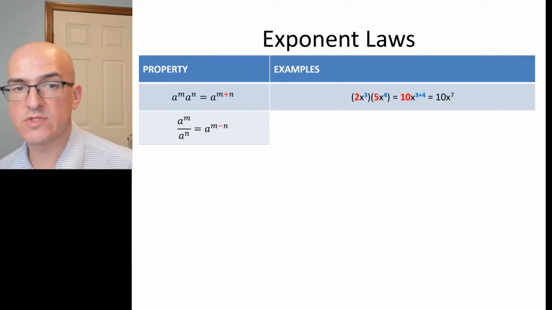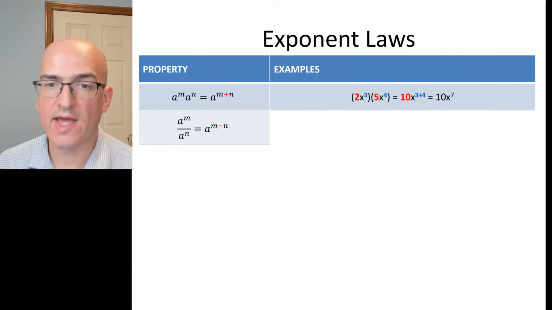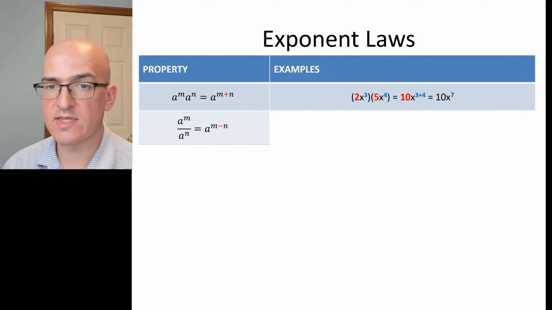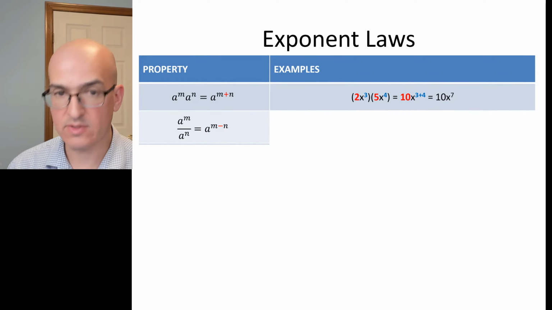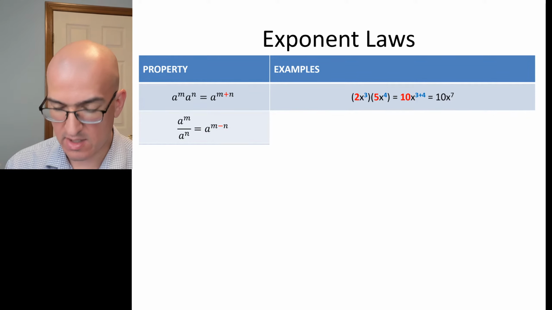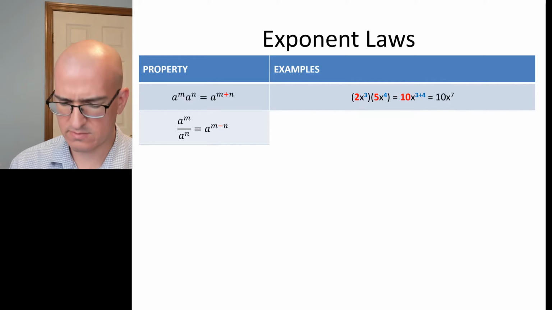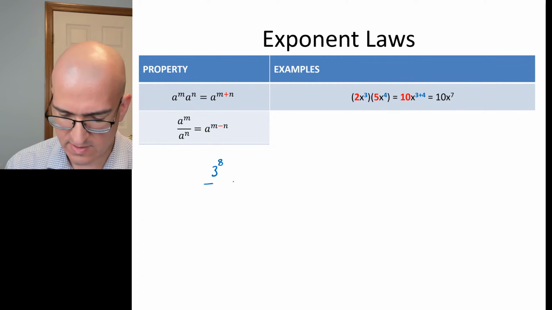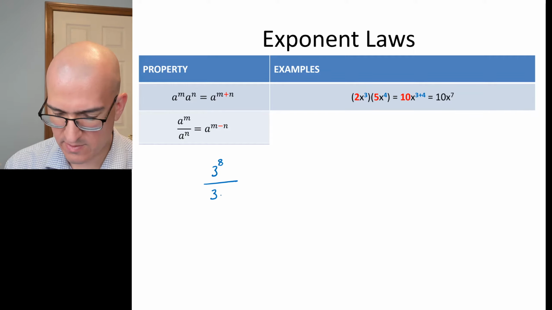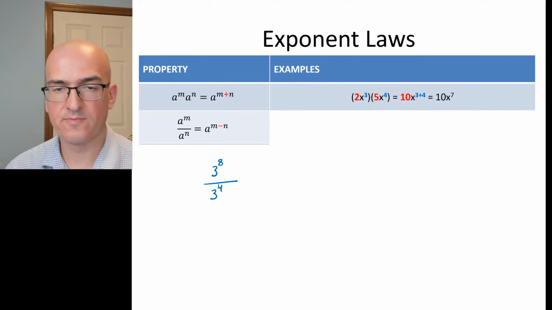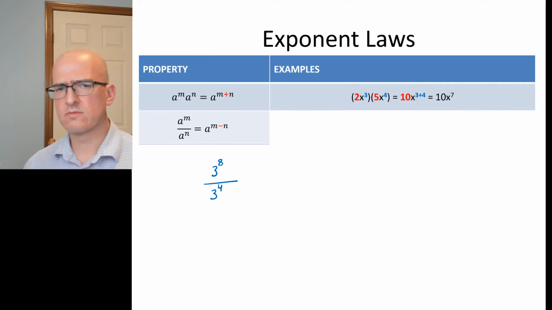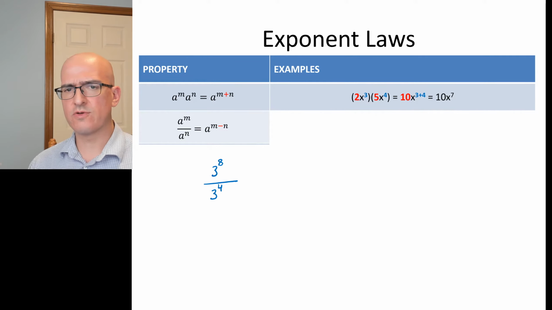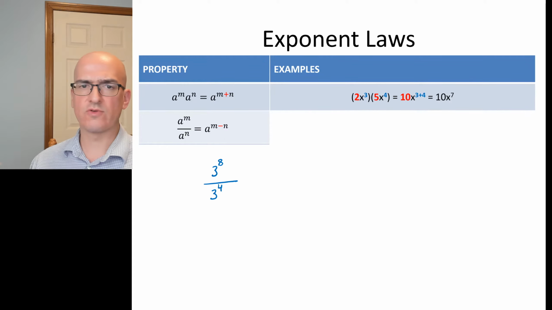The next law of exponents is related. It's for division. a to the m over a to the n equals a to the m minus n. Why? Well, concrete example. I'll pick on 3 again. Let's go 3 to the power of 8 divided by 3 to the power of 4. You look at this and you say, is the answer 3 to the 2? Do I divide the 8 and the 4? Or is the answer 3 to the 4? Do I subtract them? Or do I do something else?